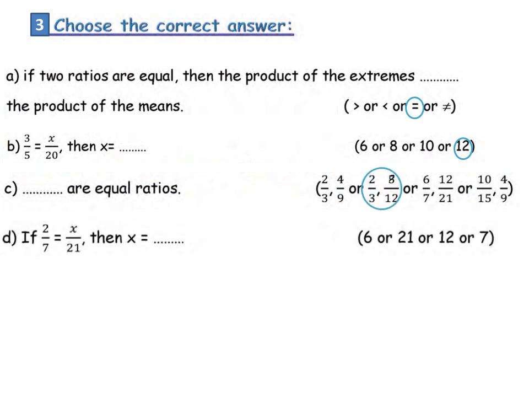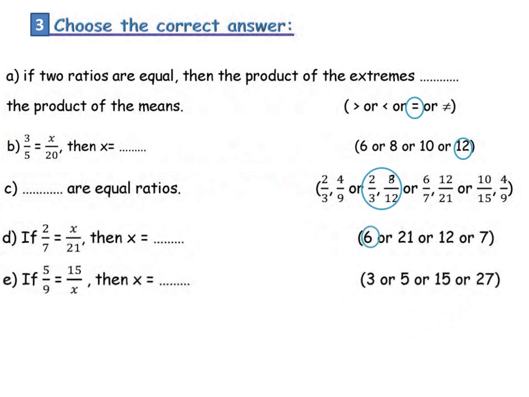Letter D, if 2 over 7 equals x over 21, find the value of x. As we know, by using cross multiplication, x will be 2 times 21 over 7. Or you can deduce that 7 became 21. What happened? We multiplied 7 by 3. So we will multiply the up by the same non-zero number, which equals 3. 2 times 3 equals 6. So the value of x equals 6.